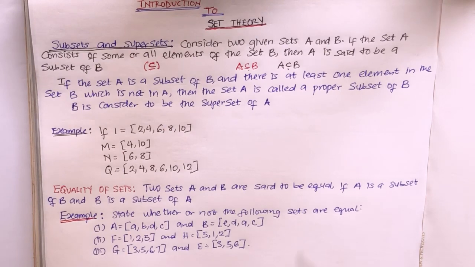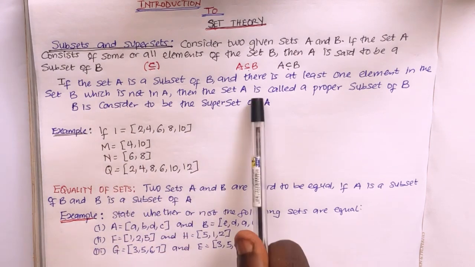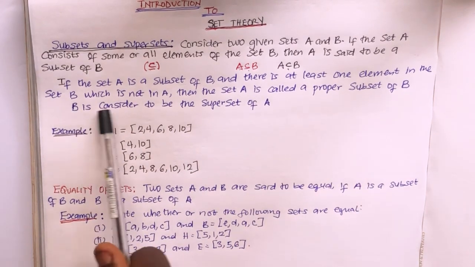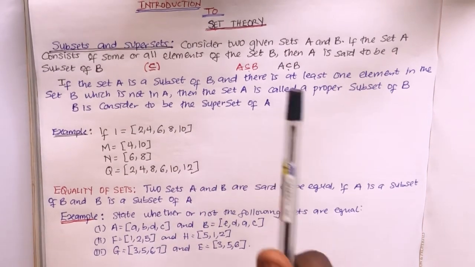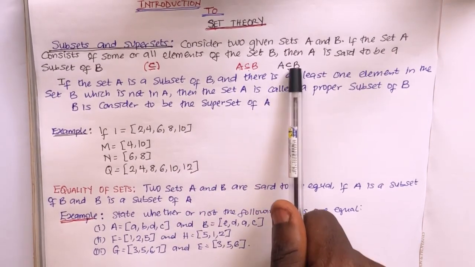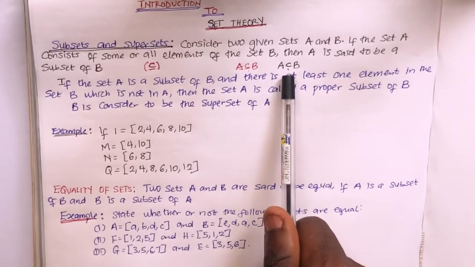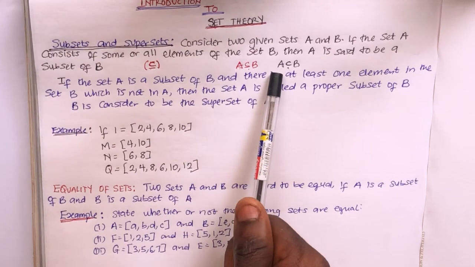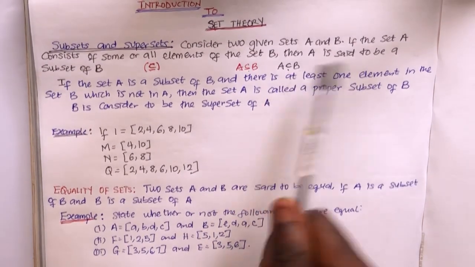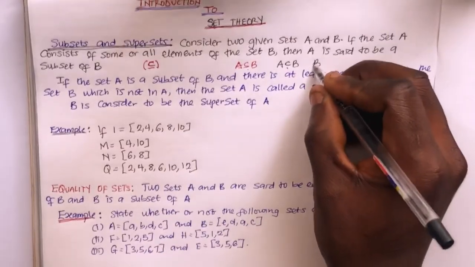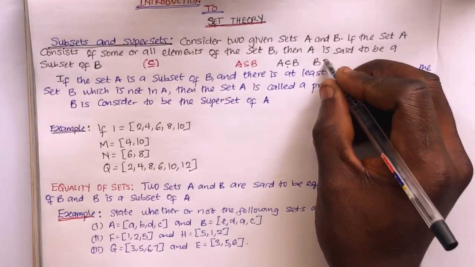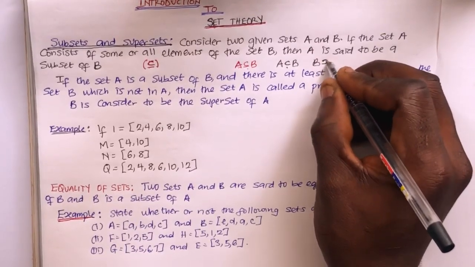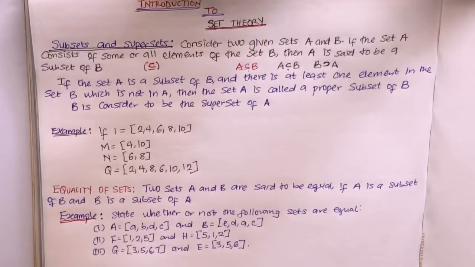Then let's move to the next case. The next case is actually the superset. We are talking about superset now. Look at this. A is called the proper subset of B. Then B is considered to be the superset of A. If there is at least one element in set B, and it is not in set A, then A is a proper subset of B. So this is a superset of A. That's what we mean by superset.